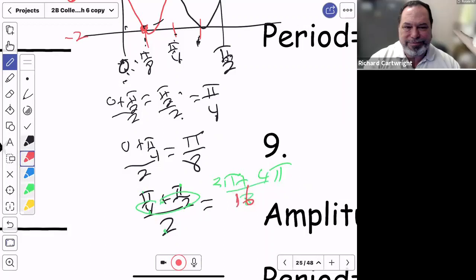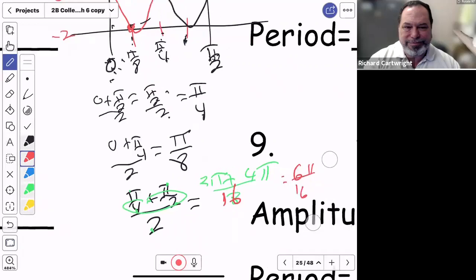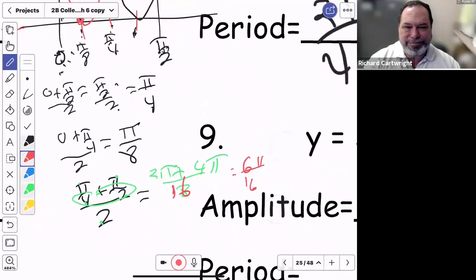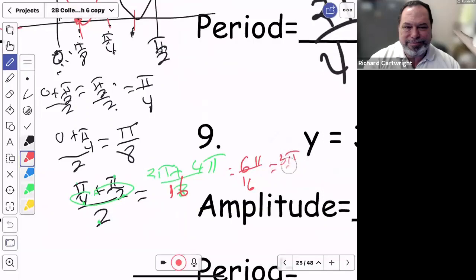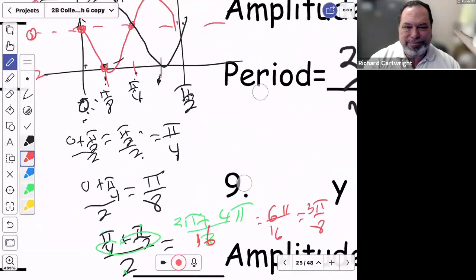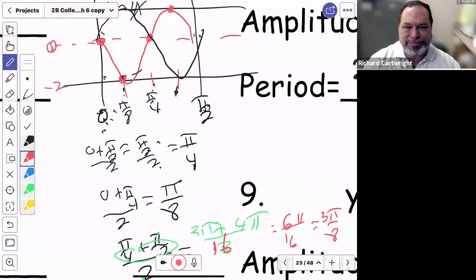So if you keep that in mind, that when you take that 8 divided by 2, it's a 16, that gives me 6 pi over 16, reduces to 3 pi over 8. So 3 pi over 8 is that last one.